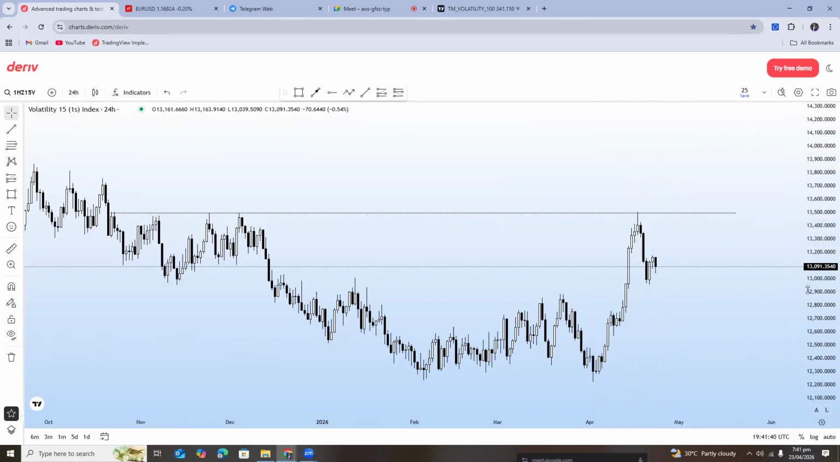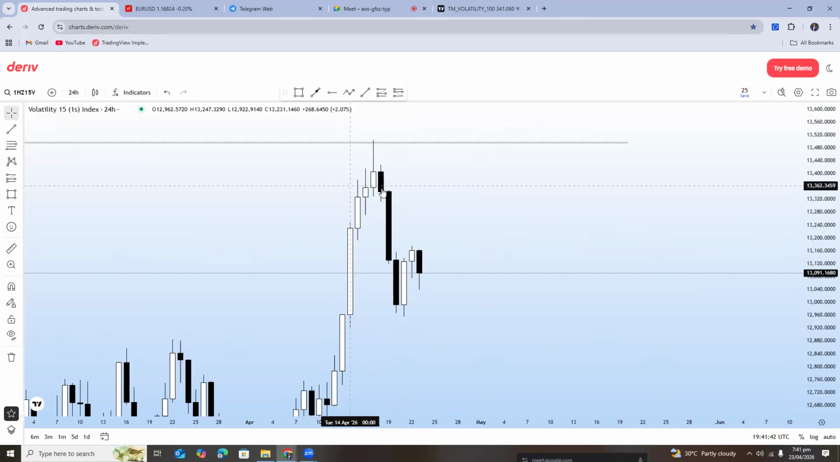I don't know if you can see it well. I'm referring to this one. So you see that this is the high, and then this is the low. This is the high, and this is the low. And you see that it is a CRT that actually initiated the sell.